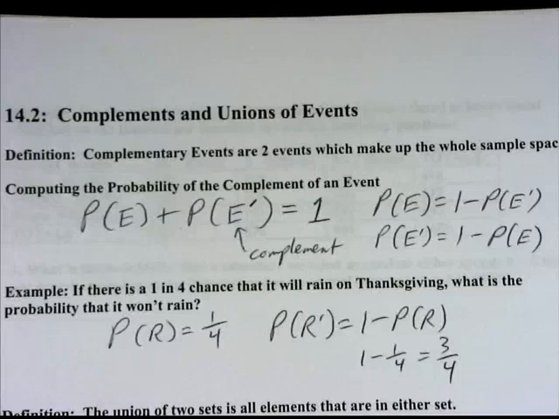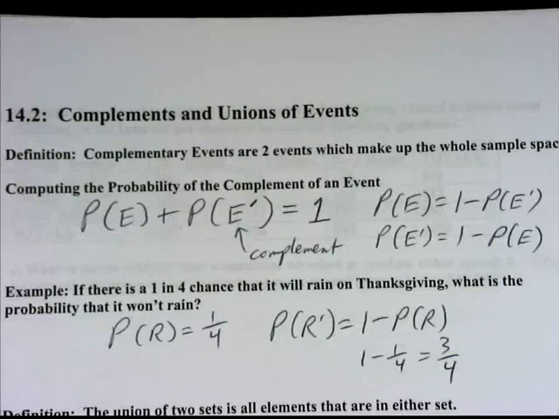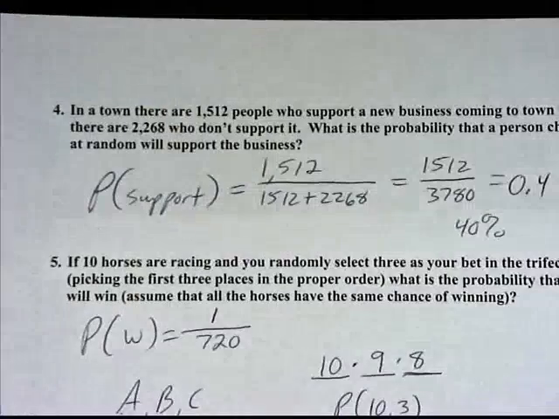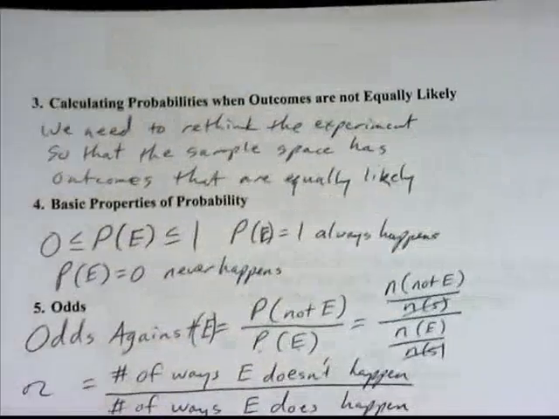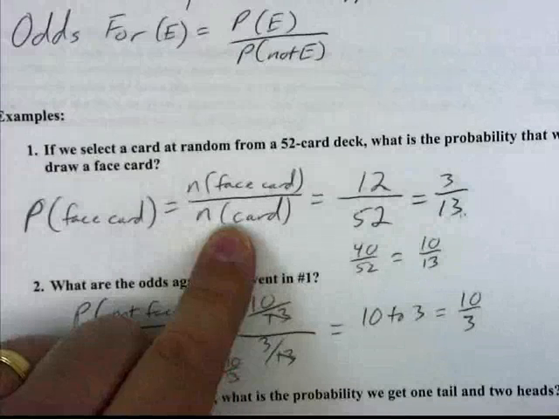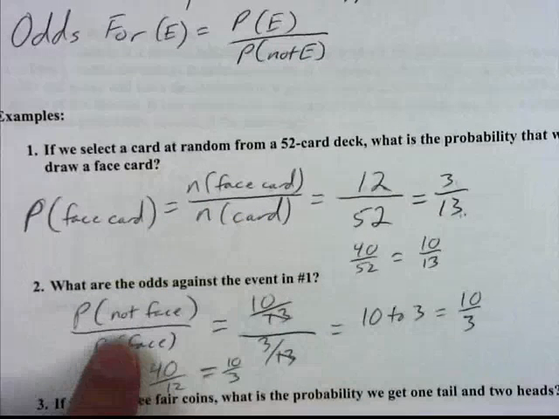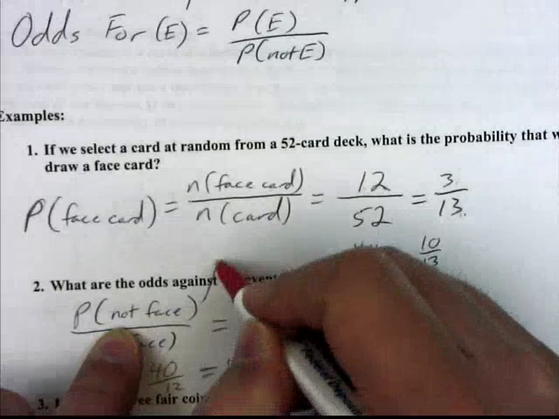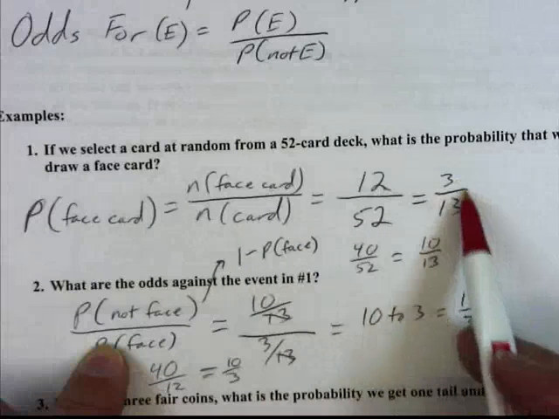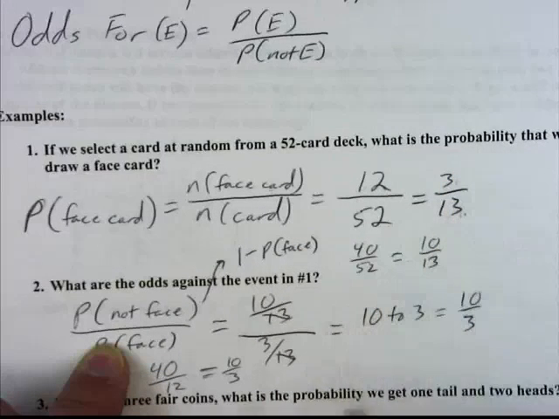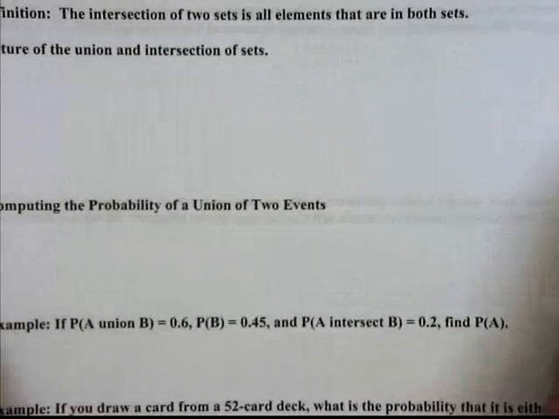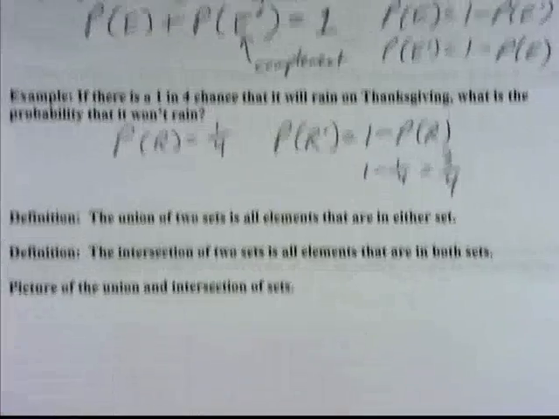Notice that's similar to what we looked at in the last section when we were looking at this example. Where was it? Right down here. We were looking at face cards or not face cards. If you pull a card from a deck, it's either going to be a face card or a not face card. So if we want to find the probability of a not face card, that would just be 1 minus the probability of a face card, which would be 1 minus 3/13. So 13/13 minus 3/13 gives us 10/13. Okay, so we've seen it before. We just didn't really talk about it in that way before. So that's how we deal with complements of events.